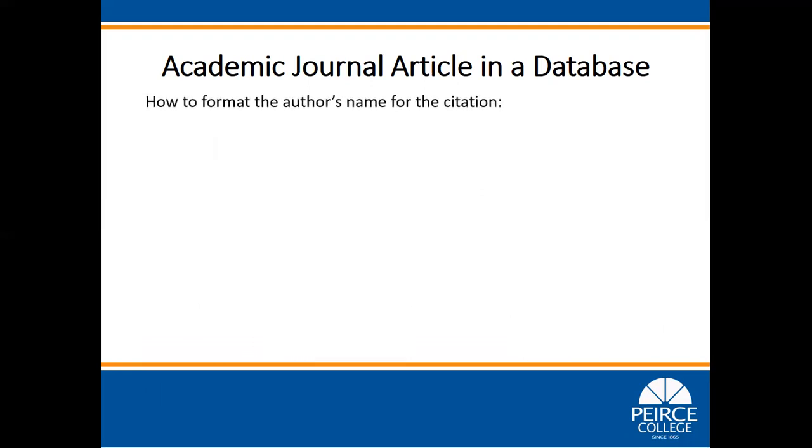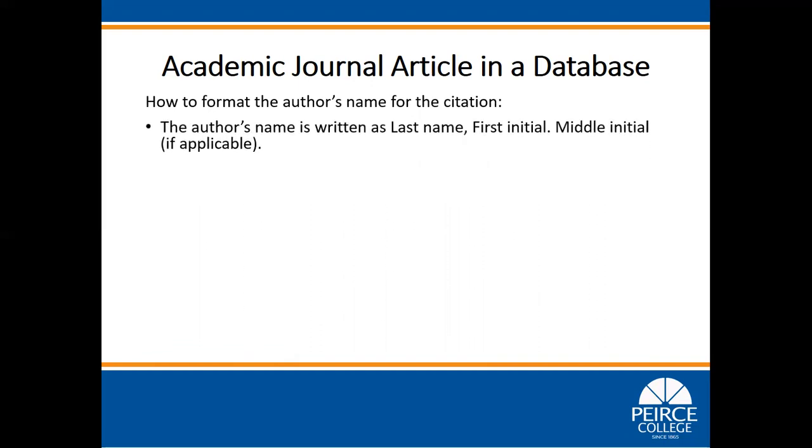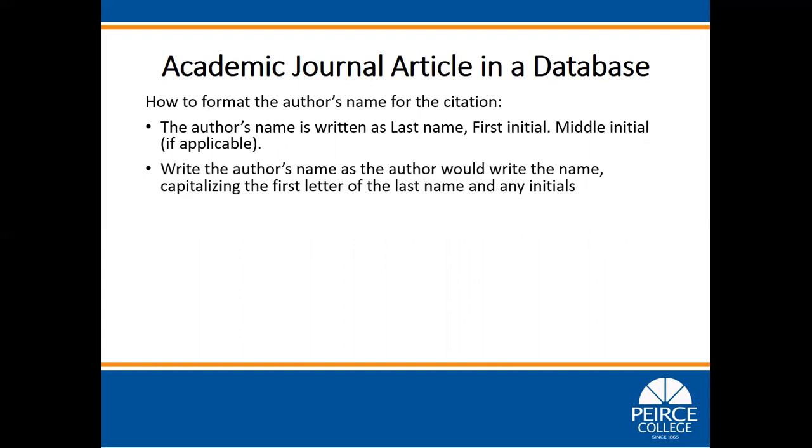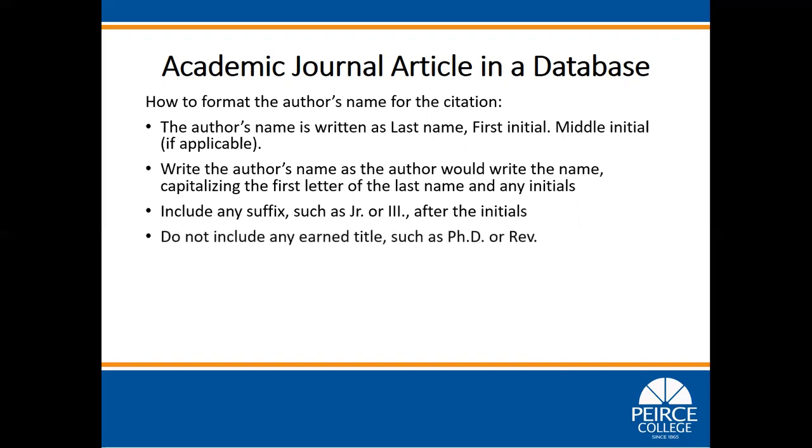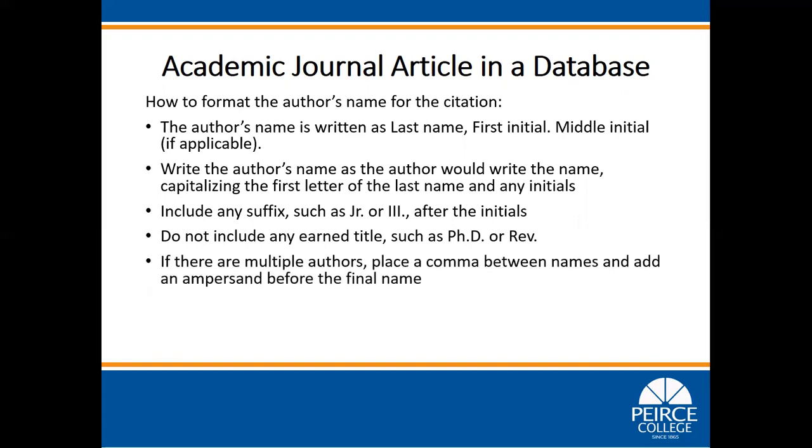How to format the author's name for the citation. The author's name is written as last name, first initial, period, middle initial, if applicable, period. Write the author's name as the author would write the name, capitalizing the first letter of the last name and any initials. Include any suffix, such as Junior or the Third, after the initials. Do not include any earned title, such as PhD or Reverend. If there are multiple authors, place a comma between names and add an ampersand before the final name. For example, the name in the sample citation is written as Raskin, P. M.